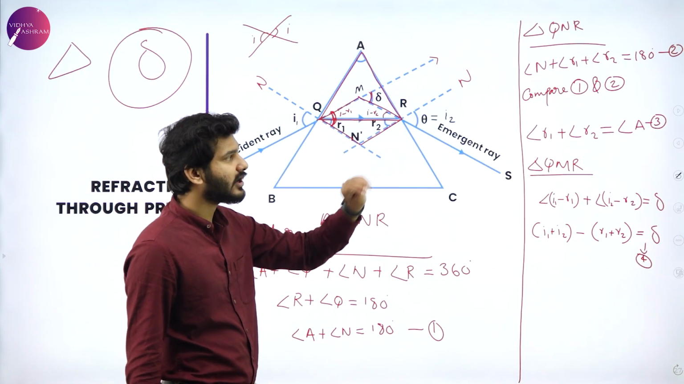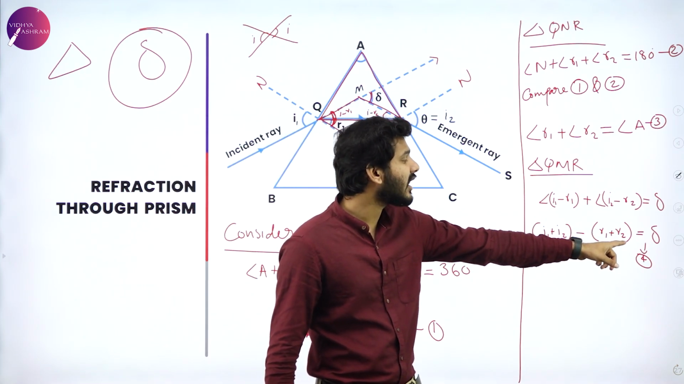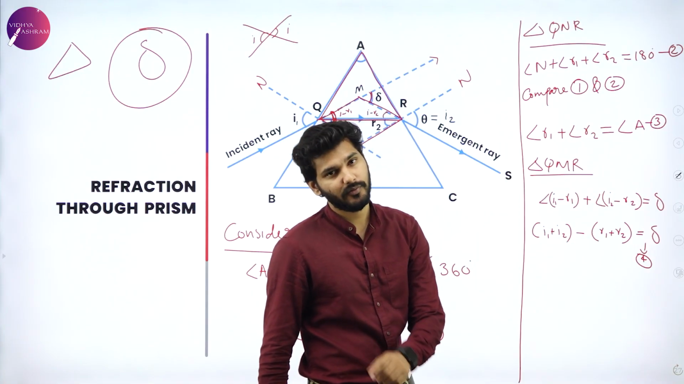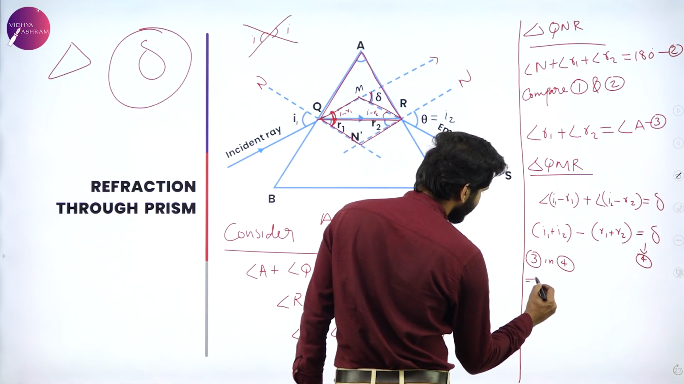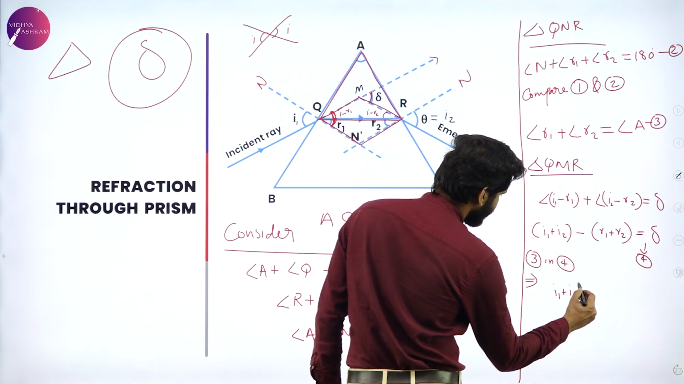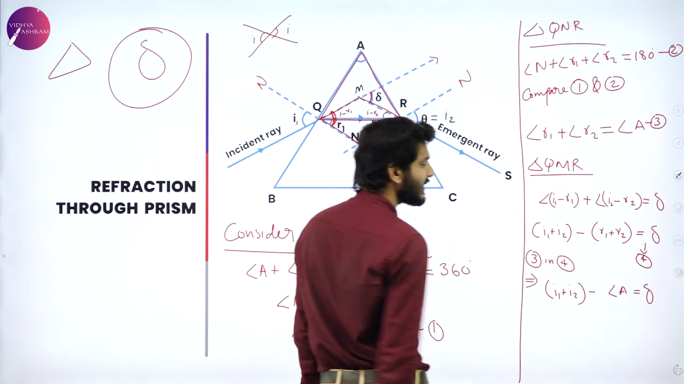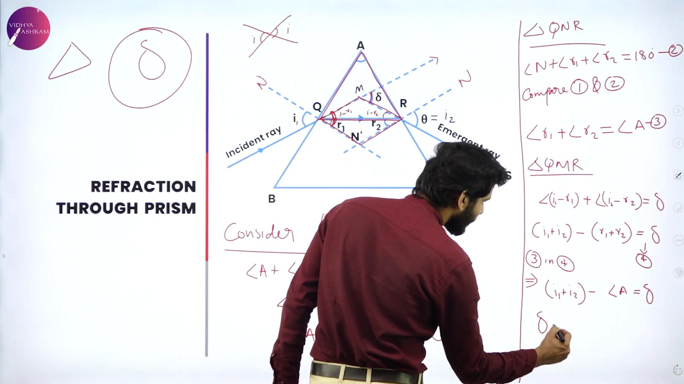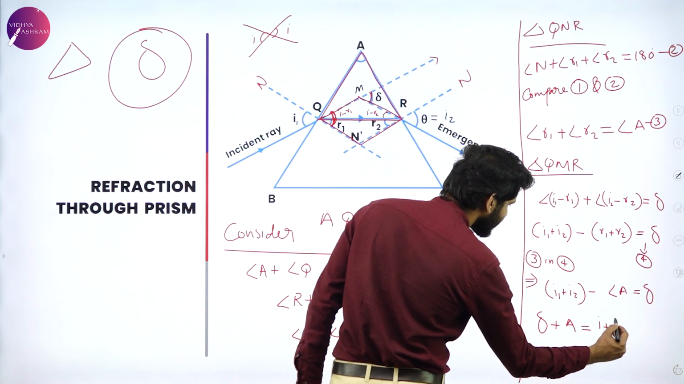Now we have 4 equations. Now what I'm going to do is that there is an R1 plus R2 here, so I'm going to substitute 3 in equation 4. So 3 in equation number 4 implies that I1 plus I2 minus angle A is equal to delta. Right? Or simply, delta plus A is equal to I1 plus I2.